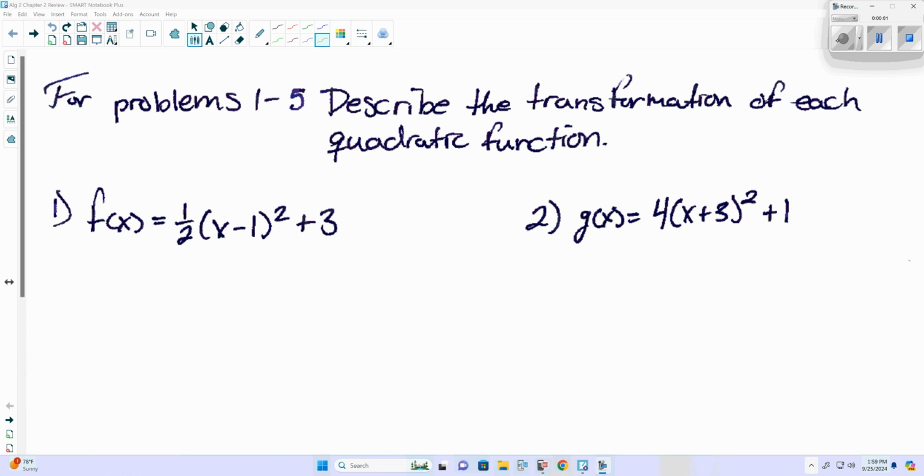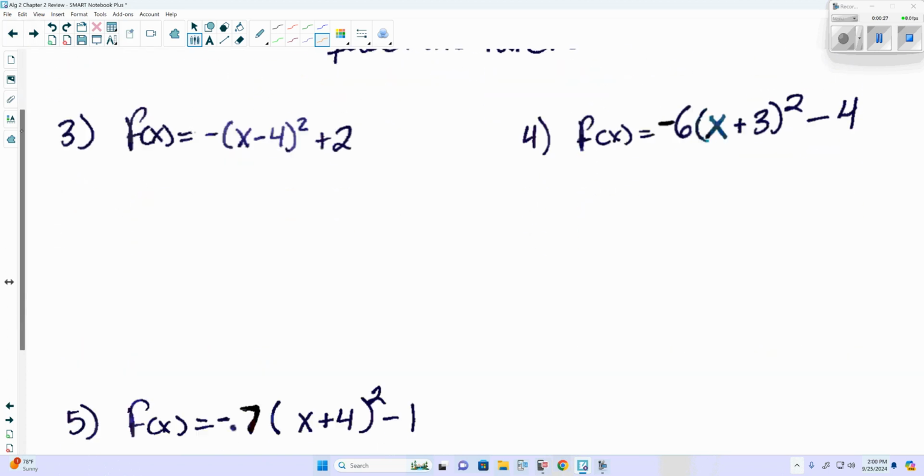Through the review sheet and go over any questions that you might have. So the first thing we're going to look at is problems 1 through 5. Describe the transformation of each quadratic function. Is there one of these in particular that y'all want to look at? So 1 through 5, which one do y'all want to look at? Number 5. F of x equals negative 0.7 times (x plus 4) squared minus 1.